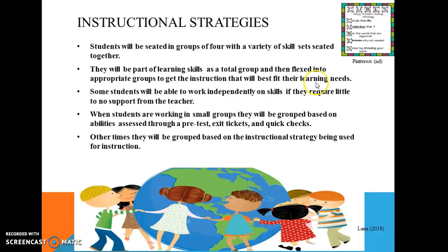Another strategy we use are anchor charts and graphic organizers, and we use acronyms such as CUBES. CUBES stands for: C is circle the number, U is underline the question, B is box any words that are keywords, E is eliminate and evaluate how you're going to solve this problem, and S is actually solving the problem and showing your work.